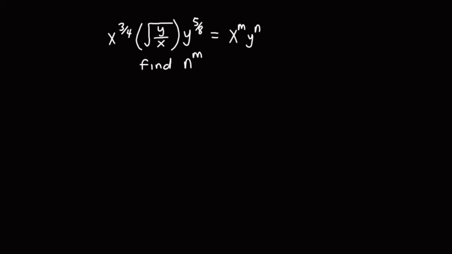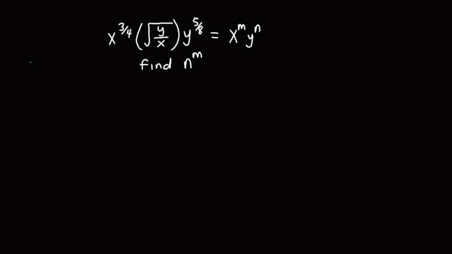Now in this video we are to solve for the value of n exponent m in the problem: x exponent 3 on 4, multiplying the square root of y on x, multiplying y exponent 5 on 8, and this is equal to x exponent m times y exponent n. So as a culture on this channel, I'll be very glad if you pause the video and try your hands on this, and then you can later compare your results to that of mine.